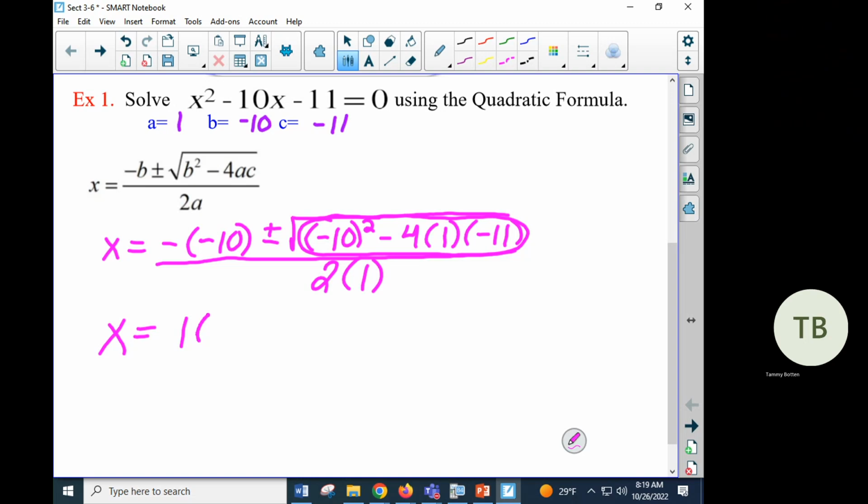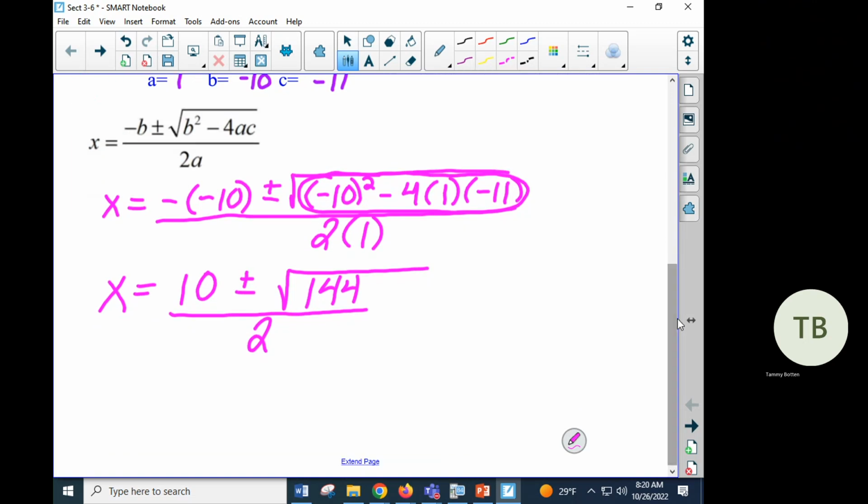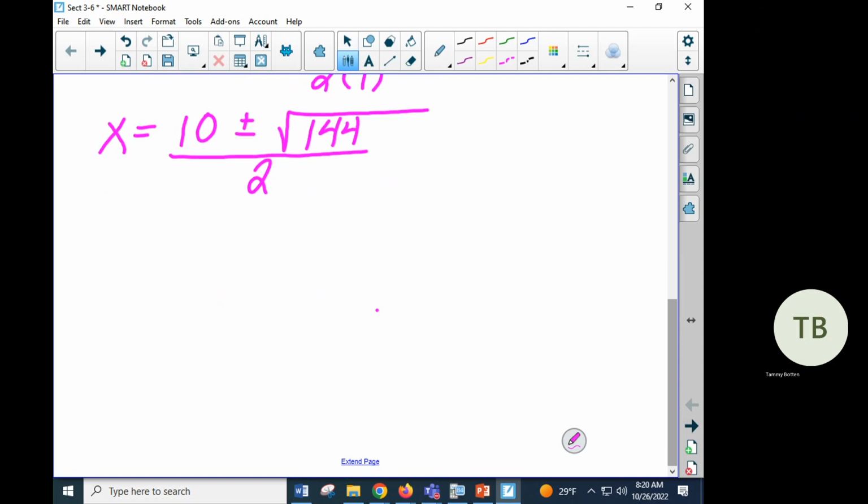Minus a minus becomes plus. So this is 10 plus or minus the square root of 144, and it's all over 2 times 1, which is 2. Now, if this is a perfect square, which do you guys all recognize that the square root of 144 is 12. So if it's a perfect square, what you're going to do next is you're going to go 10 plus or minus 12 all over 2. So you're just going to take that square root, but you only do that if it's a whole number.